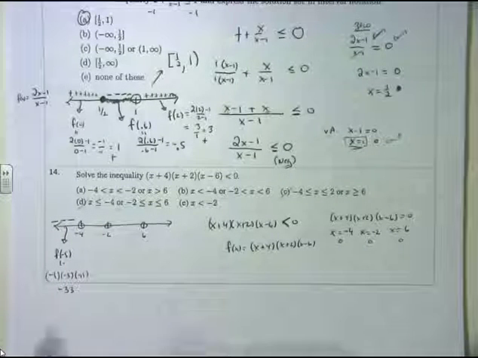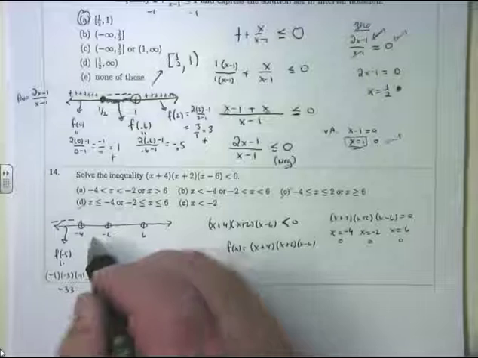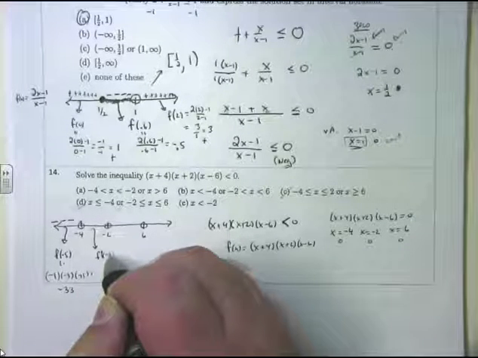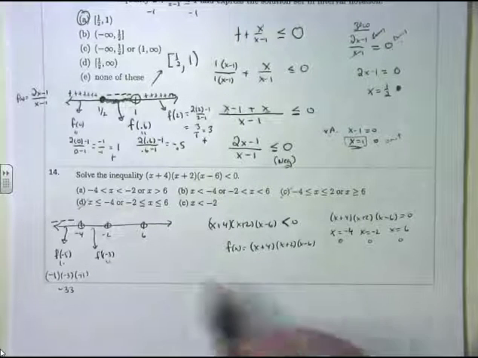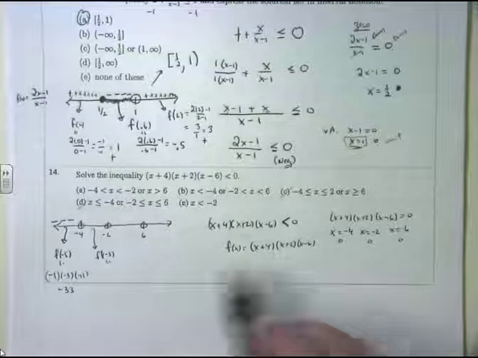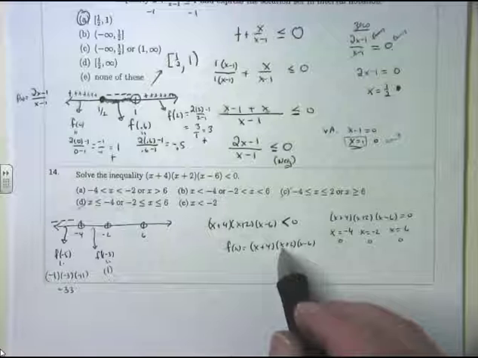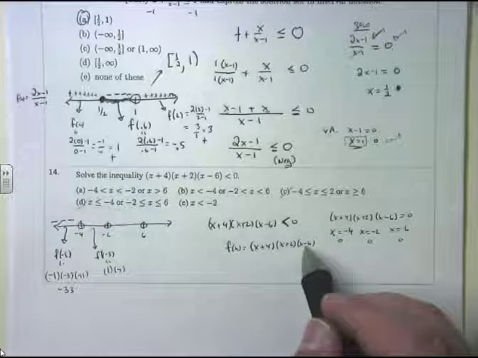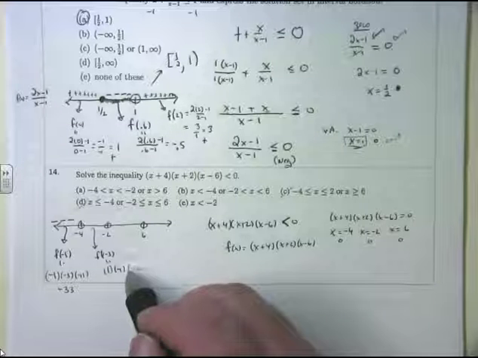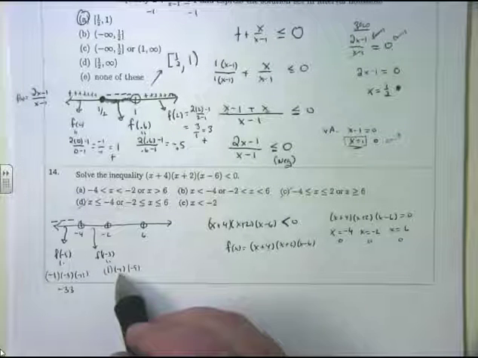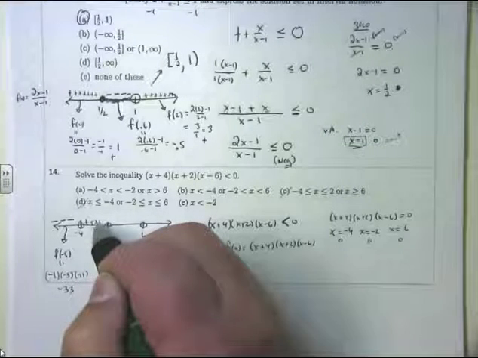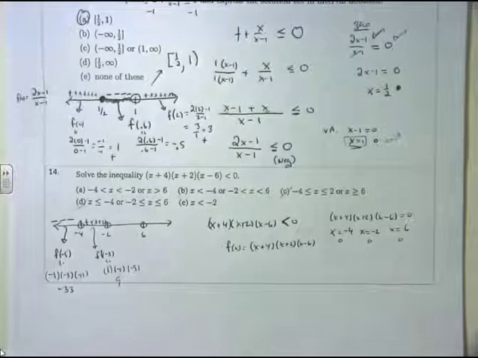Pick a number between negative 4 and negative 2. I obviously would choose negative 3. Plugging negative 3 into my function: negative 3 plus 4 is 1, negative 3 plus 2 is negative 1, negative 3 minus 6 is negative 9. Negative 1 times negative 9 is positive 9, times 1 is positive 9, so it's positive. So everybody in that interval is positive.